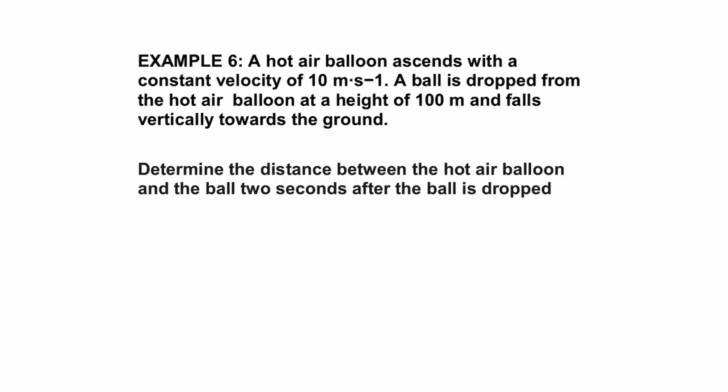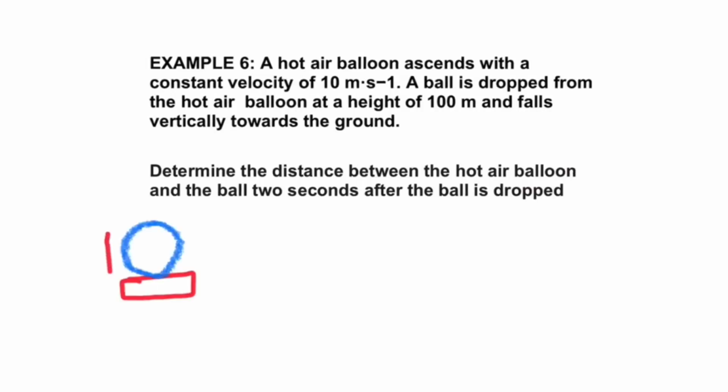Okay, let's conceptualize. Let's have a clear understanding of what is happening in our situation. Our hot air balloon is ascending, it is going upwards, and then a ball is dropped from the balloon. If the balloon is going up at a velocity of 10 meters per second, then when you drop a ball, it is going to have an initial velocity of 10 meters per second upwards, because if it is dropped, its initial velocity will be that of the reference. So we expect the ball to go up, reach maximum height, and start going down. This is what we expect to see.